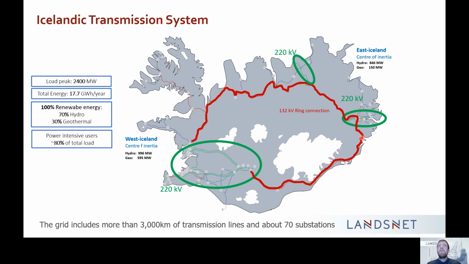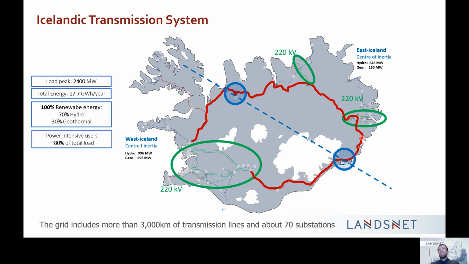Another unique thing with our grid is that we are 100% renewable. 70% of that is hydropower and 30% is geothermal. But still, we consider the system a low inertia system, not because of the generators themselves, but more due to the relative size of these big users in the system.